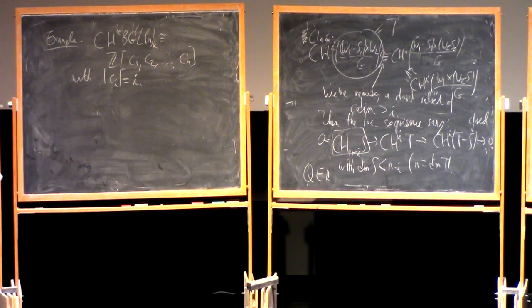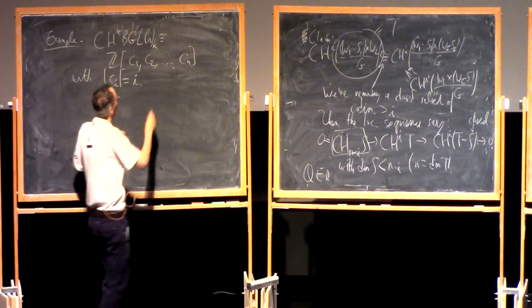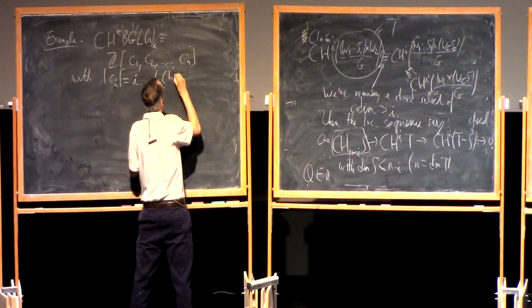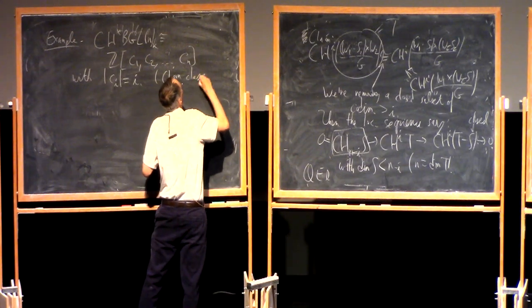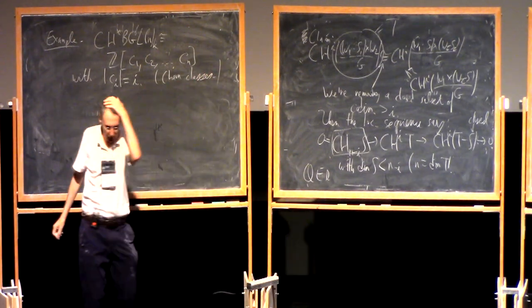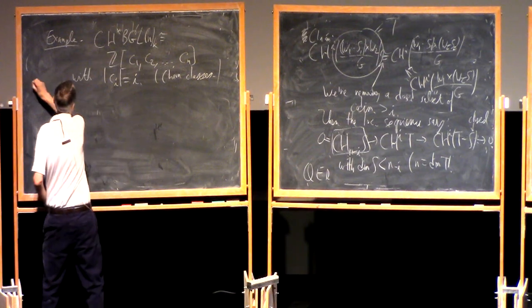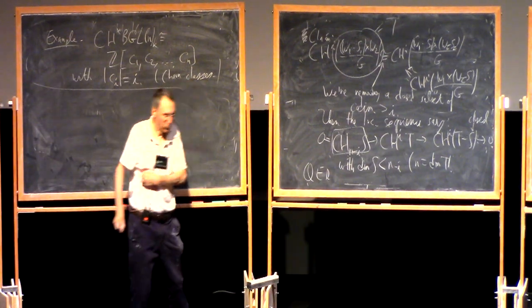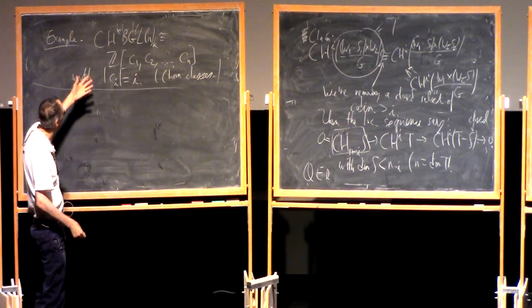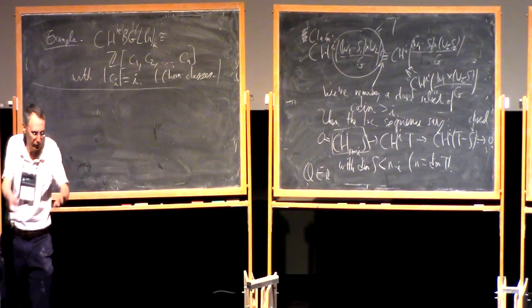So there are various things to say, like why do I call these things Chern classes? There are different ways of explaining why Chern classes are a good name for these things. One explanation would be just to compare this with what happens in topology.